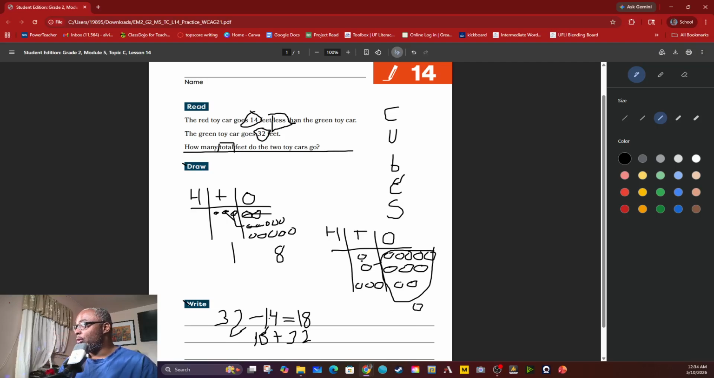Then count your tens: 10, 20, 30, 40, 50, or just 5. Just write 5. Don't write 50. You'll make it 500 and it'll be wrong. And then we know the total is 50 feet. And then simply write: the two cars go 50 feet.